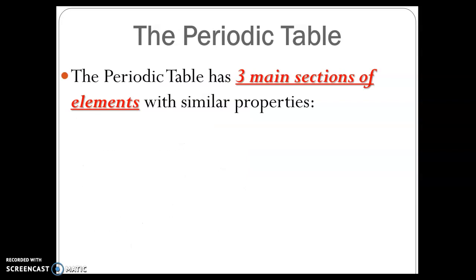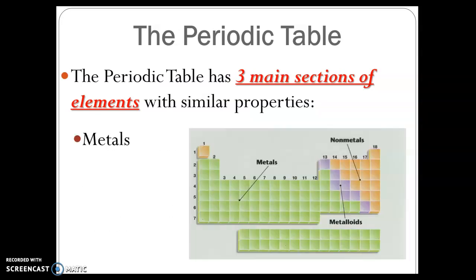The periodic table has three main sections of elements with similar properties. Metals are those in green in this picture, the nonmetals in orange, and the metalloids are in purple.